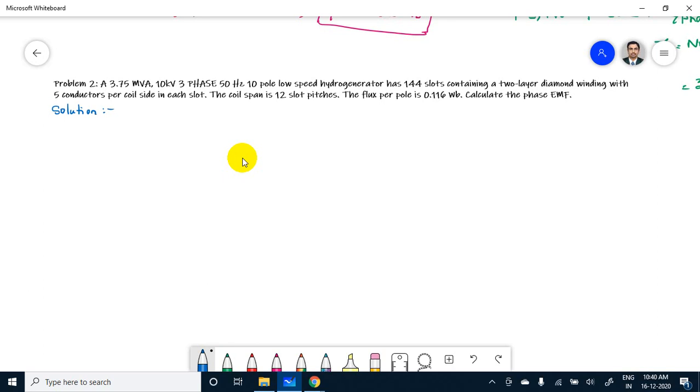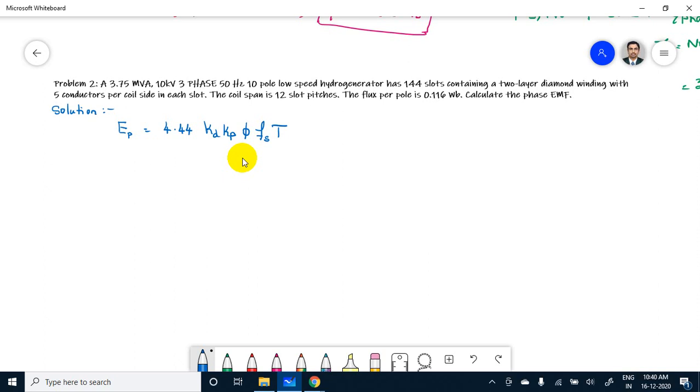What they are asking: calculate the phase EMF. Phase EMF, Ep equal to 4.44 Kd Kp flux into frequency into number of turns. This is the generated EMF formula for the alternator.